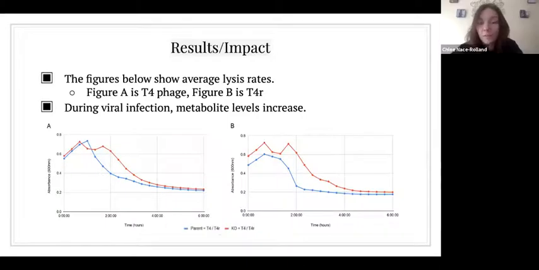So the figures below display the most important data from our research. They show the average T4 and T4R bacteriophage lysis rates, and this is the rate at which a virus is able to break down the E. coli cells. There are slower lysis rates seen when the thrA gene is absent compared to the parent strain. This could be due to the lack of amino acids present in the environment, because prior research has found that during viral replication, the level of amino acids increase. This means that when our gene is removed, it hinders the virus from obtaining the resources that it needs to effectively take over the E. coli cells.